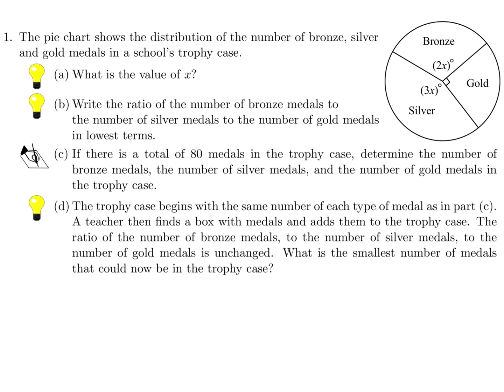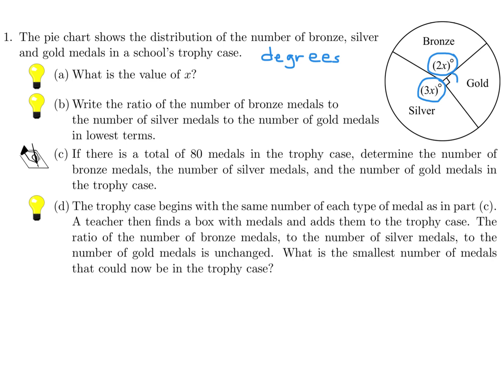The pie chart shows the distribution of the number of bronze, silver, and gold medals in a school's trophy case. What is the value of X? All right, look carefully here, those are representing degrees, which some of you may not even see since it's so small. So that means that 2x degrees, 3x degrees is what they're really referring to.